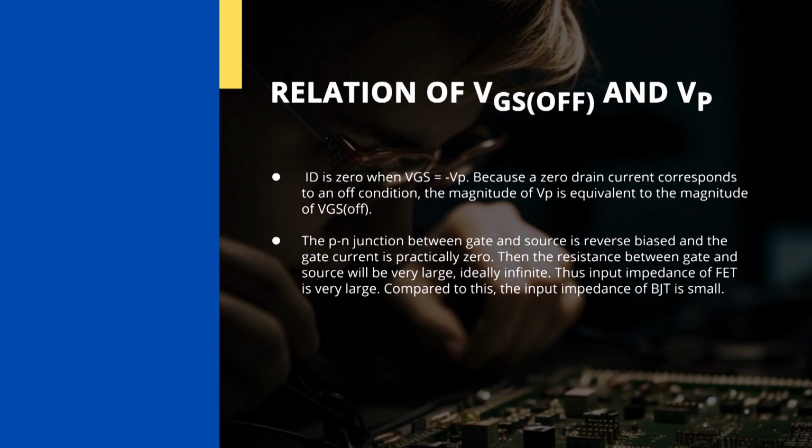Then the resistance between the gate and source will be very large. Ideally, it will be infinite. Thus, the input impedance of FET is very large. Compared to this, the input impedance of the BJT is small.